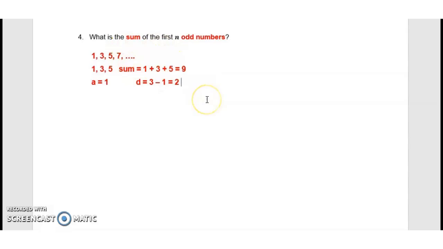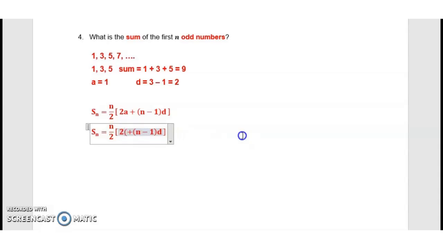If the question asks you for the sum, use the formula for the sum, Sn. Don't use the formula Tn. So Sn equal to n over 2 multiplied by 2a plus n minus 1 times d. Substitute the values that we have. So n is unknown, a, the first term, is 1, and the common difference here equal to 2. Okay, expand this formula.